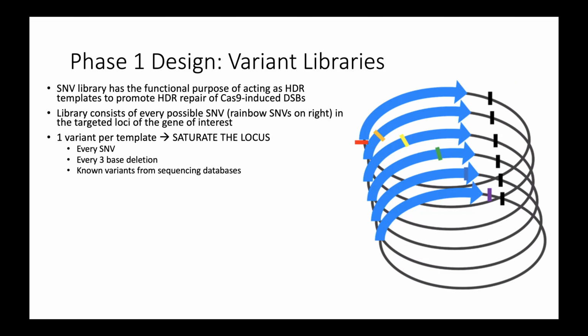Additionally, we can take known sequencing variants from ClinVar, from gnomAD, from other databases or other rare disease registries, for example, and we can introduce those into the library as well. And so the one thing to keep in mind is how I started this slide: the fixed synonymous SNV, the black SNV in all these plasmids, is in the NGG of the PAM site, and the functional purpose of this synonymous SNV is not just for the guide RNA, but also for the library.